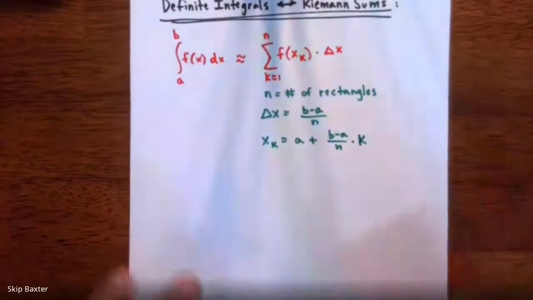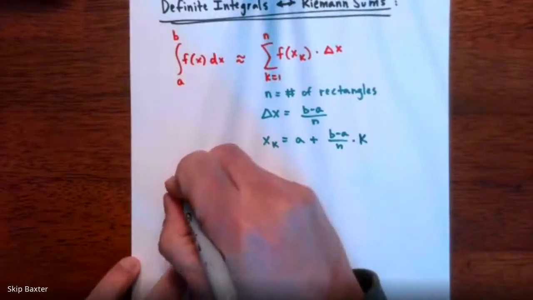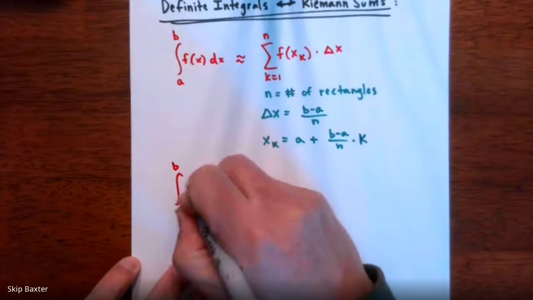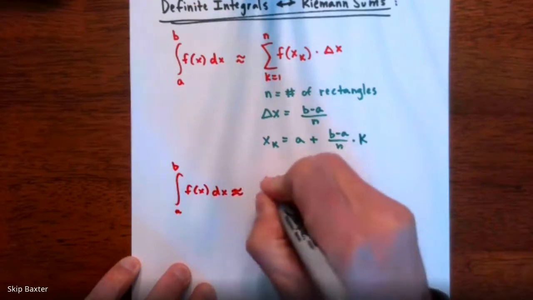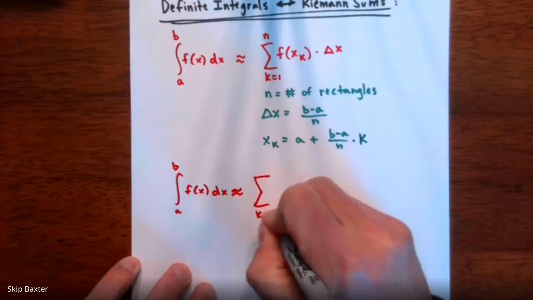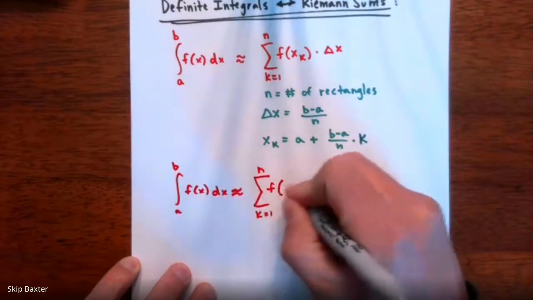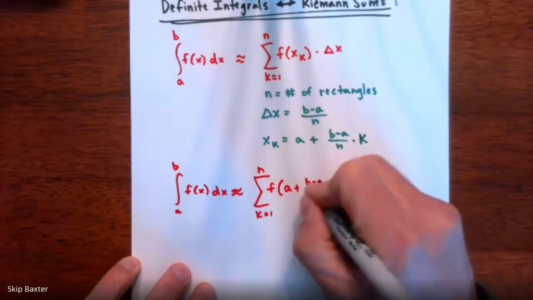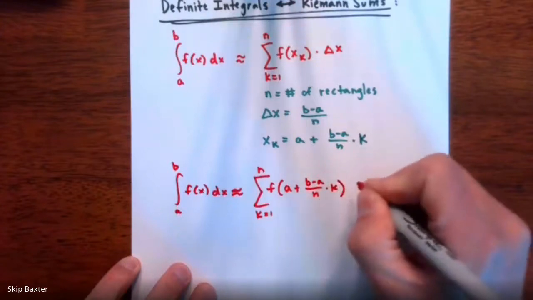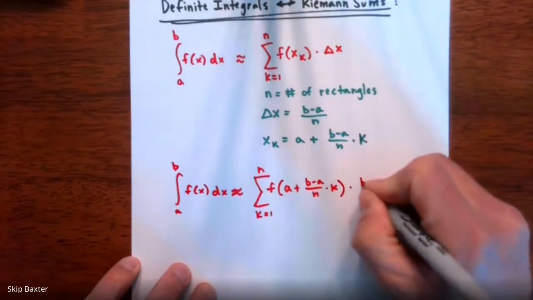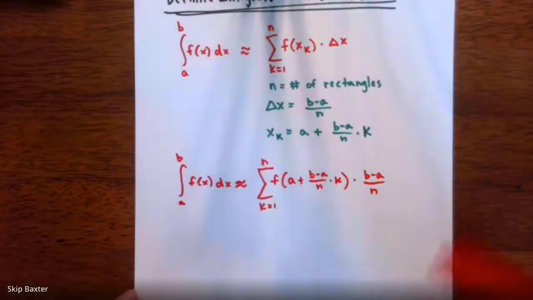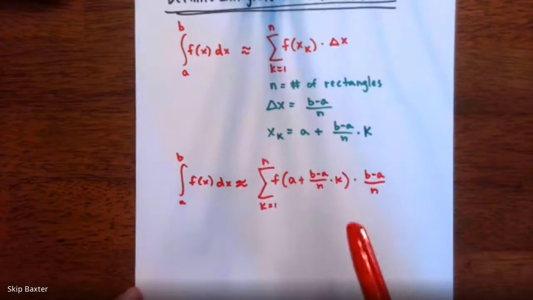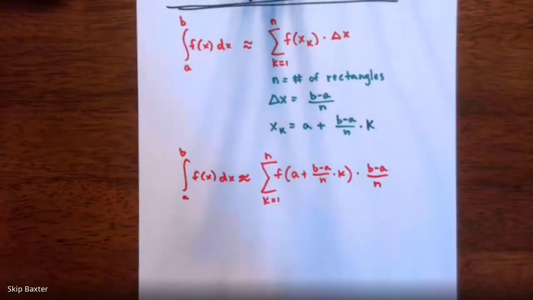So if you kind of put all that stuff together, this ends up being the integral from a to b of f of x dx equals, or approximately equal to, the summation k equals 1 to n of f of a plus b minus a over n times k, right, times b minus a over n. And definitely it's true. Remember, as n gets bigger and bigger and bigger, this approximation gets better and better and better. So that's limits, right? That's limit language.